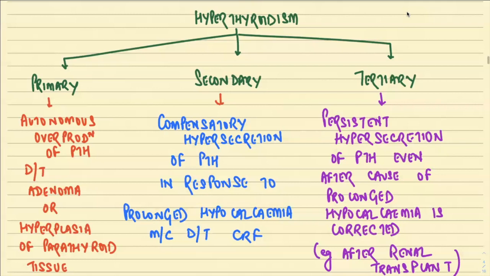So hyperparathyroidism is basically today's topic of discussion. Hyperparathyroidism can be of three main types. So what are the three types? It can be primary hyperparathyroidism, secondary hyperparathyroidism, or tertiary hyperparathyroidism. Try to understand this point of difference very clearly, because multiple MCQs, approximately 3 to 4 MCQs, will be asked to you from this particular diagram. Parathyroids are very, very important from the MCQ point of view.